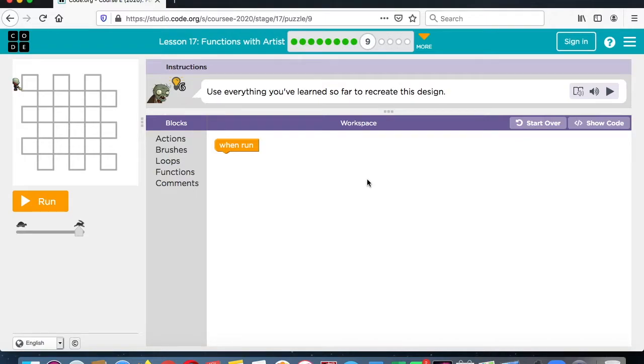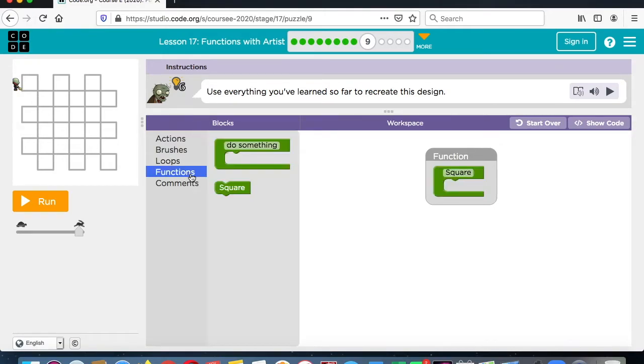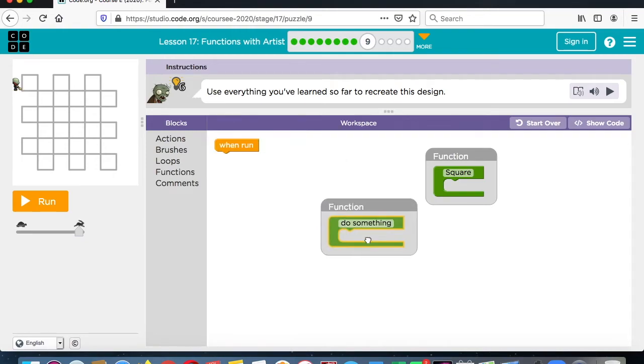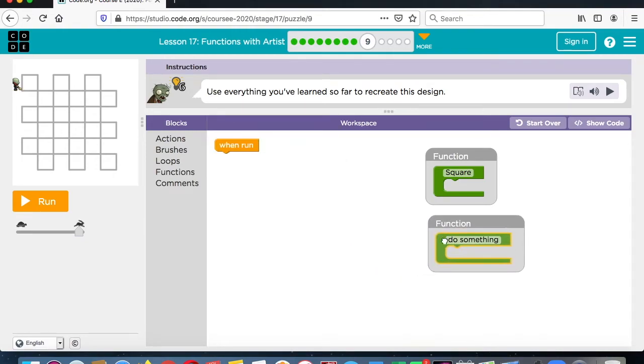Now this one looks very tricky, but what we're going to do is use what we already know how to do. So let's take a function, and we're going to do a few functions. We're going to make a function square, and we're also going to use a function called line of squares.